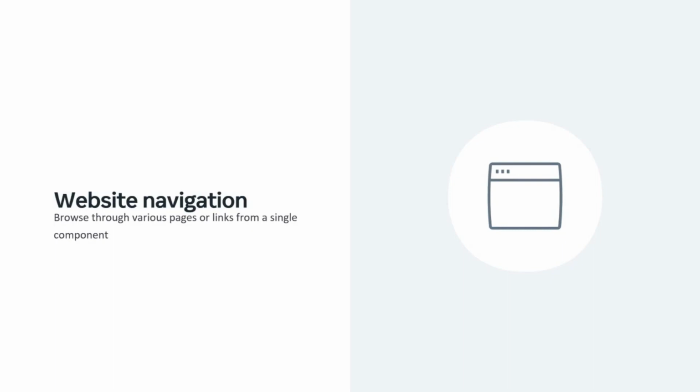So you might be wondering, what is accepted modern website navigation, and how does it work in React? Website navigation is the part of any website that allows you to browse through various pages or links on that website from a single component. There are several practical implementations of this user interface pattern. Let's explore each briefly now.